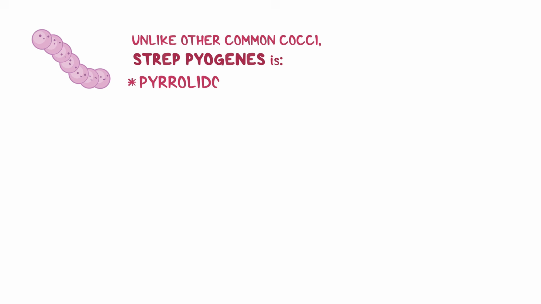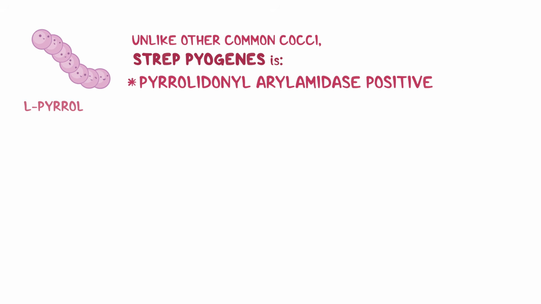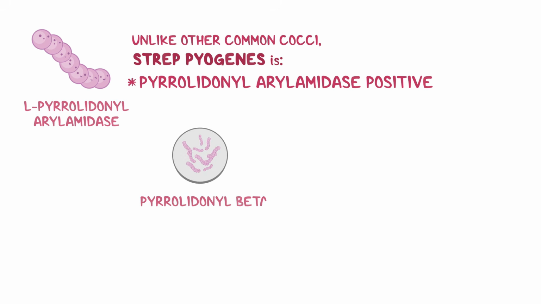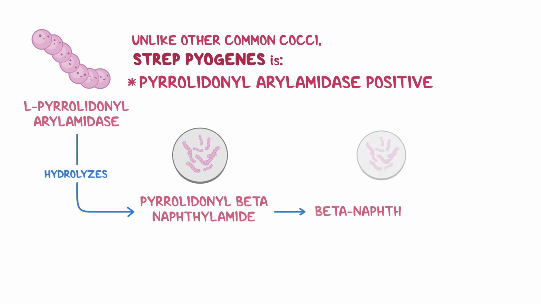However, unlike other common cocci like enterococci, strep pyogenes is pyrrolidinyl arylamidase positive, because it makes an enzyme called L-pyrrolidinyl arylamidase. To test for this, a small sample is taken from a suspected bacterial colony, and then inoculated to a disc pad that's embedded with pyrrolidinyl beta-naphthylamide, another joy of a word. With strep pyogenes, pyrrolidinyl arylamidase hydrolyzes pyrrolidinyl beta-naphthylamide to produce beta-naphthylamide.